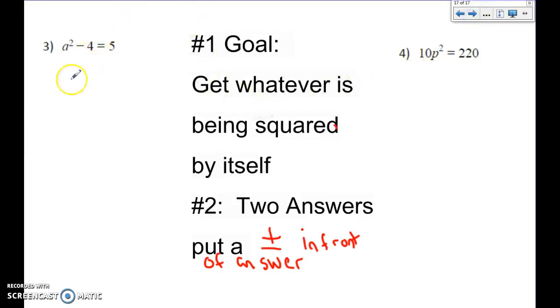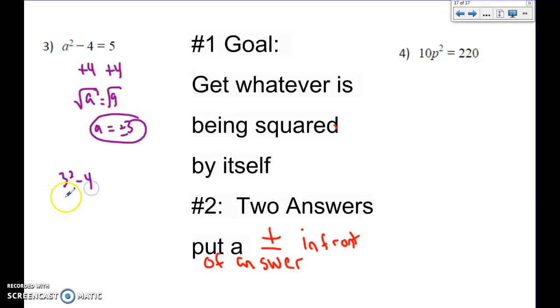I want to get whatever's being squared by itself, so I'm going to add 4 to both sides. So I get a squared equals 9, and then I'm going to square root both sides. And I get a to be 3, but it's going to be plus or minus 3. Because if I were to do 3 squared minus 4, that's 9 minus 4, which is 5. And if I were to do negative 3 squared minus 4, it would also equal 5. So that checks out.